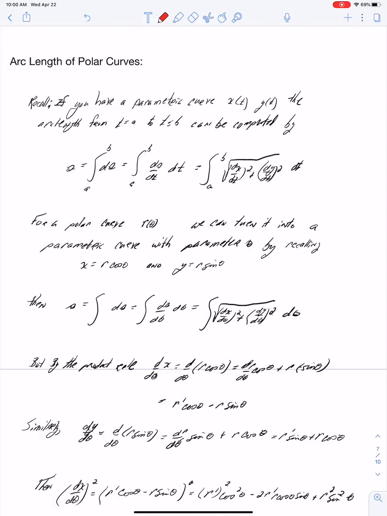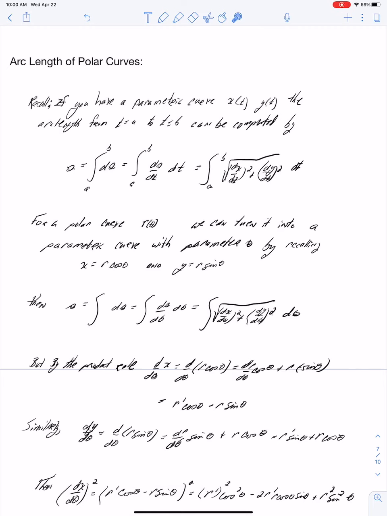The last topic in section 9.4 is how does one compute the arc length of polar curves? All right, so the arc length of polar curves. Well, the bottom line is you compute the arc length of polar curves by essentially switching it into parametric and then realizing how you can compute the arc length of a parametric curve.